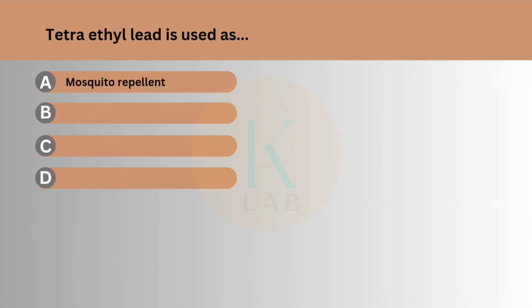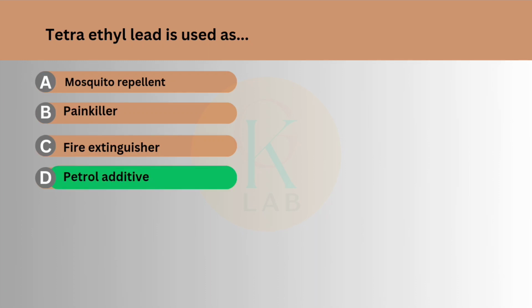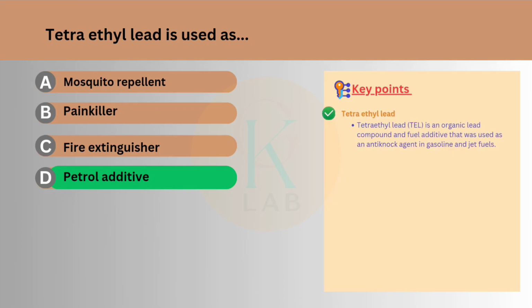Next question. Tetraethyl lead is used as? The correct answer is option D, petrol additive. Some important facts about tetraethyl lead. Tetraethyl lead or TEL is an organic lead compound and fuel additive that was used as an anti-knock agent in gasoline and jet fuels.